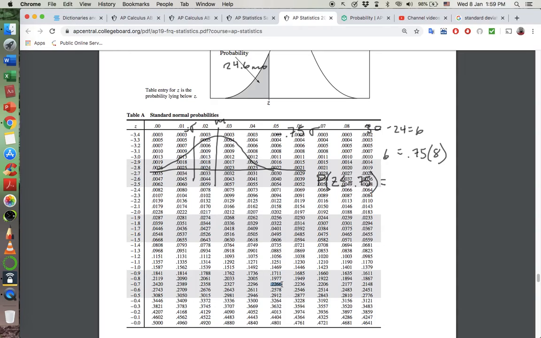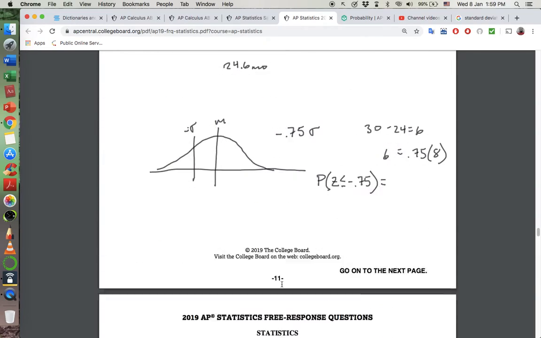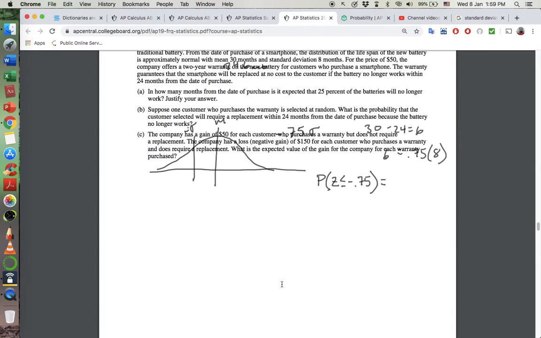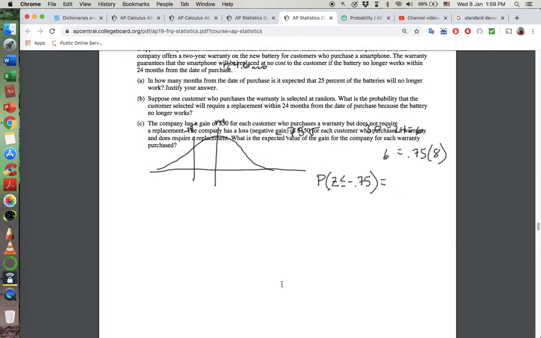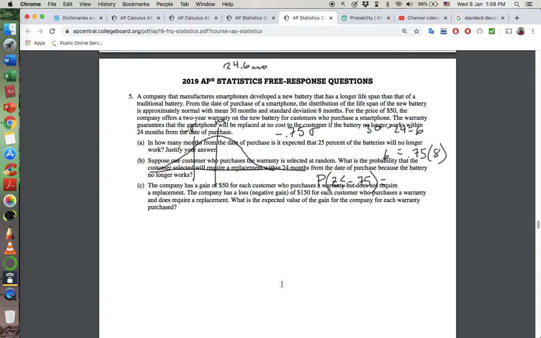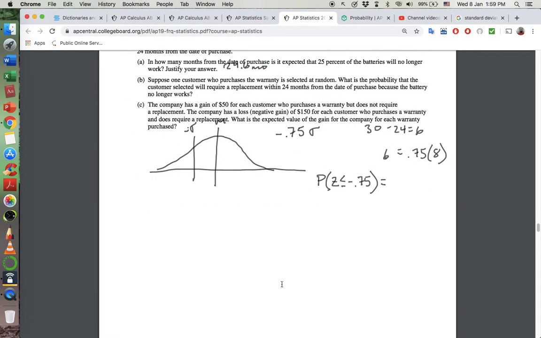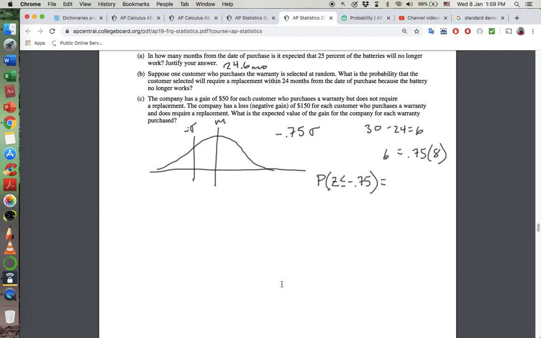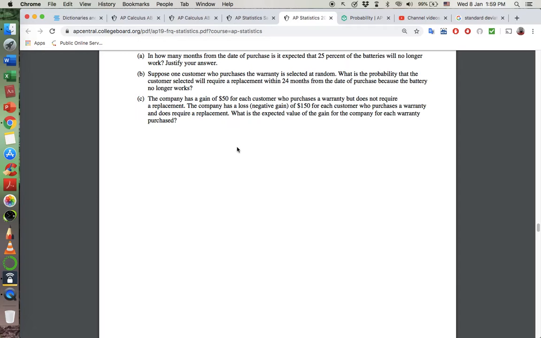So there is a 22.66% chance that if you buy a phone with a warranty, then that warranty will cover the cost of your battery because it's going to break within the term of that warranty. 0.2266. So 22.66% of customers who purchase a warranty actually use their warranties. So that's really not so great either, or not so many.